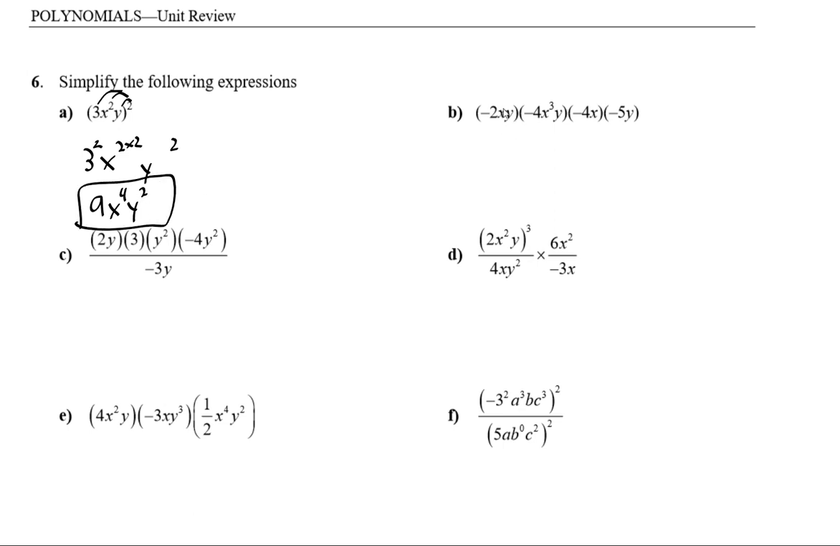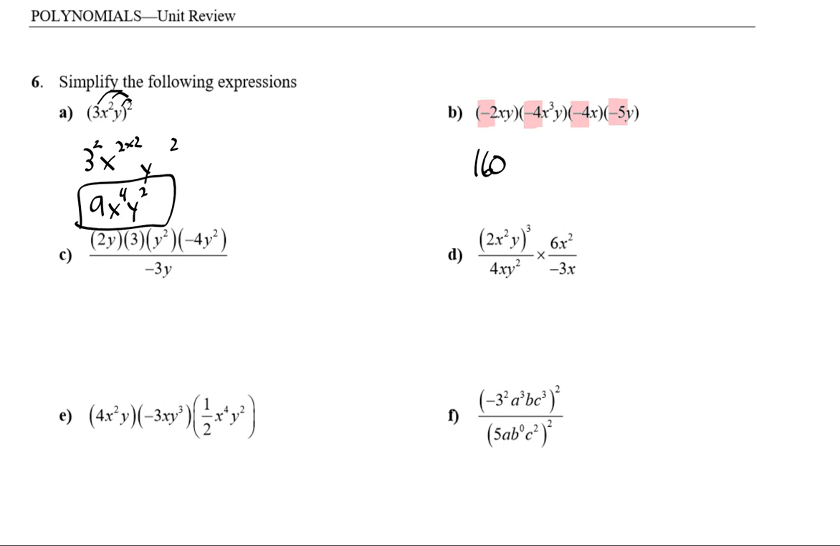For our next one, negative 2xy times negative 4x cubed y times negative 4x times negative 5y. We'll take a look at all the number parts. So there's a negative 2 and a negative 4 and a negative 4 and a negative 5. 2 times 4 times 4 times 5 is 160. And there's 1, 2, 3, 4 negative signs, so it's going to be an even number, which is positive.